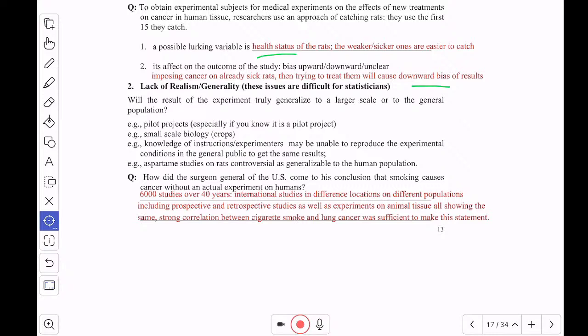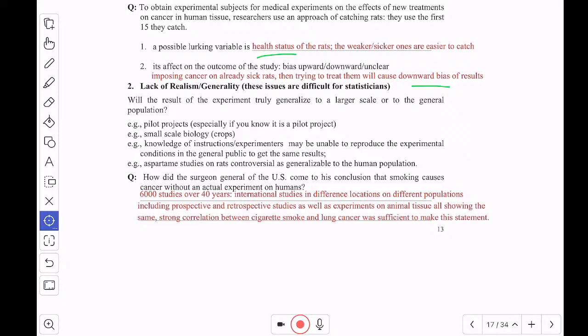The diligence was required because they were fighting a very powerful tobacco industry at the time. And so they needed this kind of evidence.